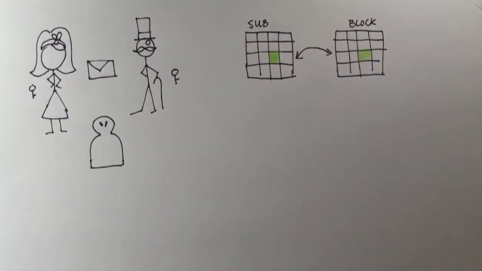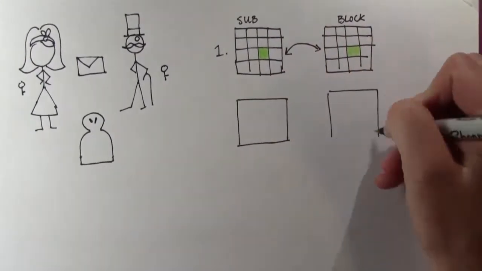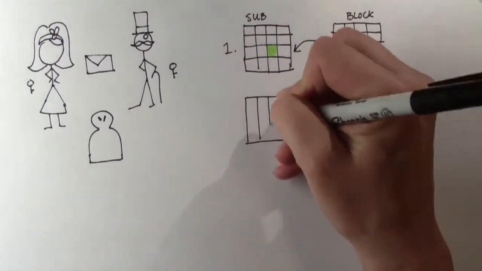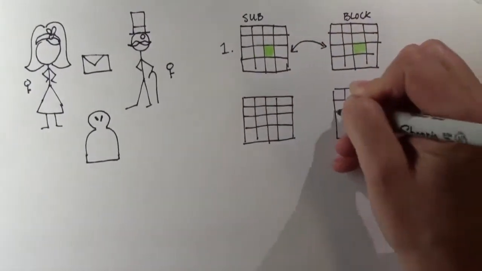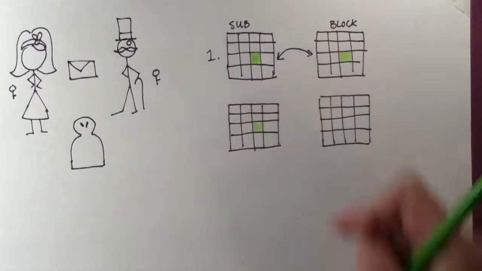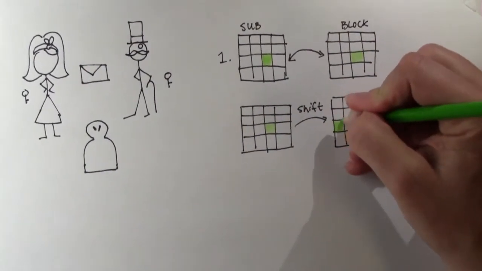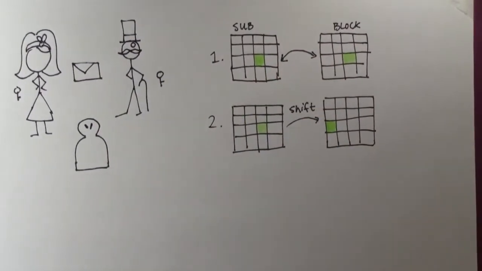First, the first step is a substitution step where each cell in the block matrix is replaced with a corresponding byte from a substitution matrix. The second step is a shifting step, where rows of the block matrix are cyclically shifted based on an offset that is determined by the location of the row in the matrix. These shifts are always by power of 2.